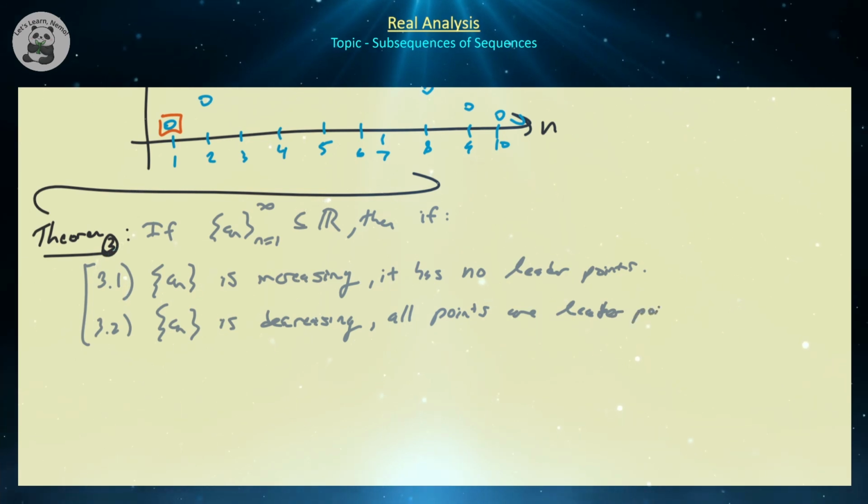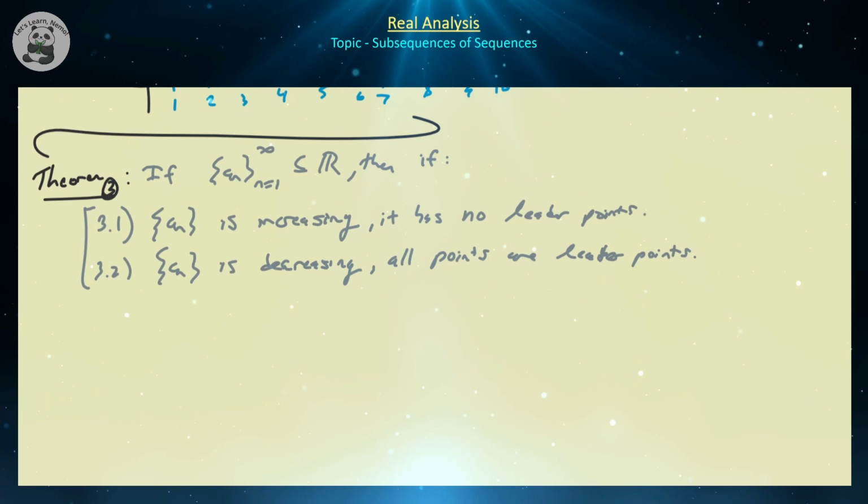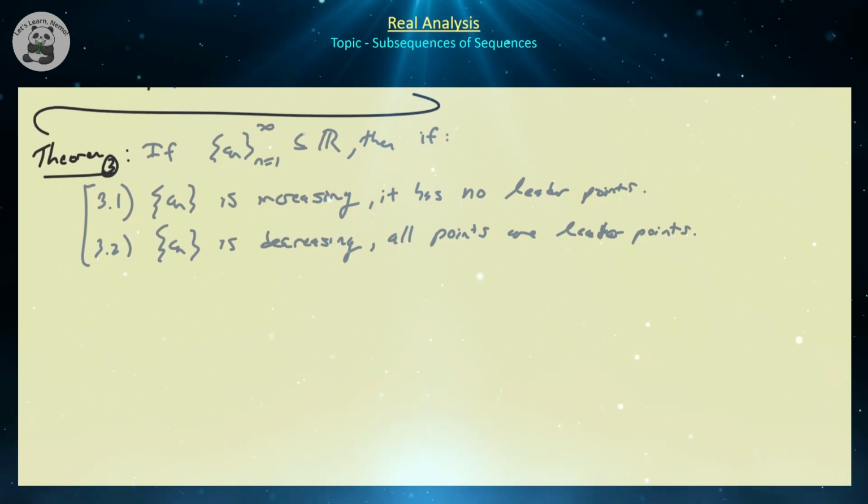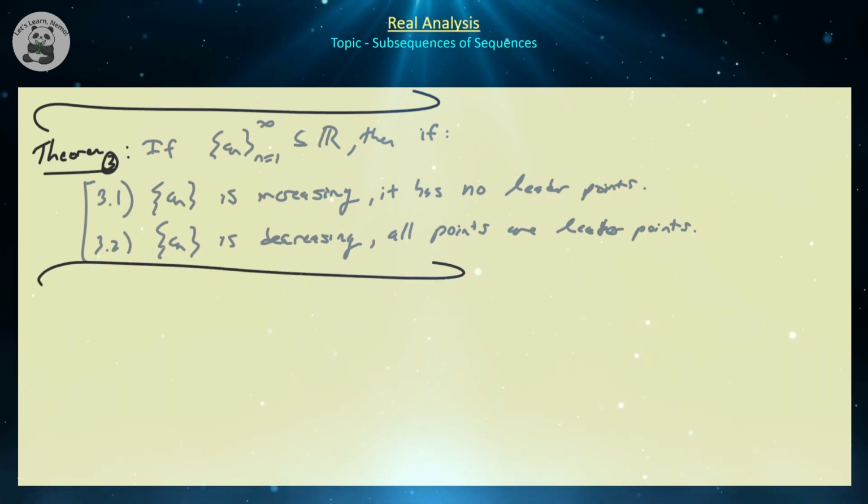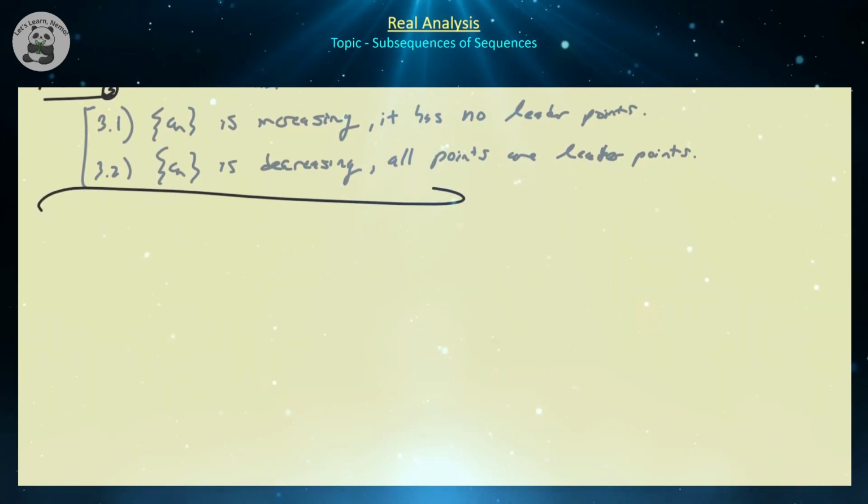So is it possible to have no leader points? Is it possible to have one leader point? Is it possible to have infinitely many leader points? All the answers to those questions are obviously yes, and you should be able to provide examples for them. Right? Now, let's introduce a very important theorem, and it's going to be the following.